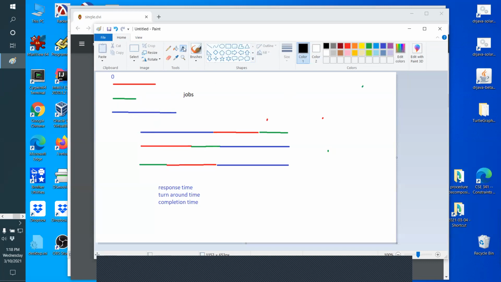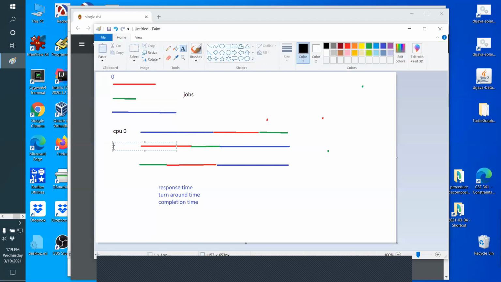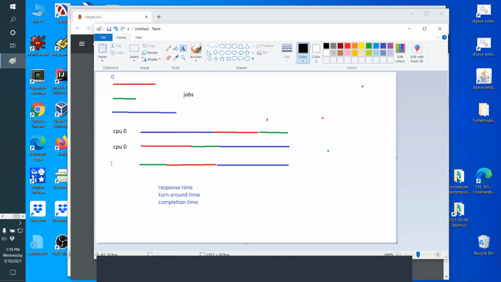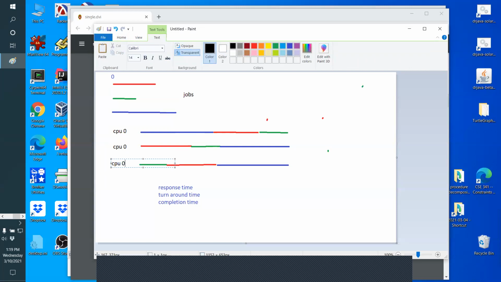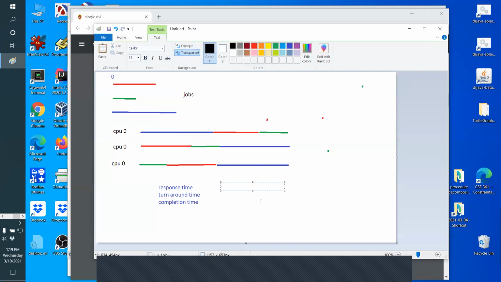So I'll say this is our only CPU, CPU 0. And similarly, this is still our only CPU. So this is a different schedule of our only CPU. And this is a third possible schedule for our one CPU. Okay. And then what we're going to do is we're going to say, okay, of these 3 schedules, how are we going to decide which one's better? What we'll do is we'll choose one of these, what we call metrics. So these over here are what are called metrics.